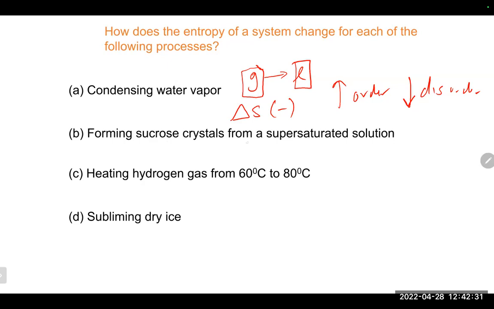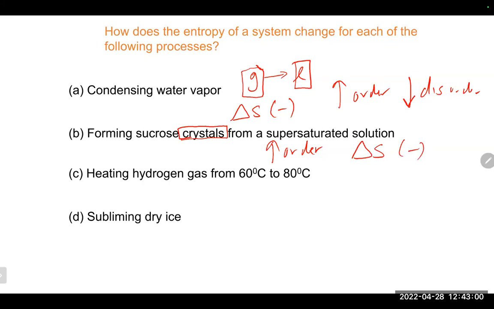Forming a sucrose crystal from a supersaturated solution. A crystal would be a solid type situation, and a crystal is usually a pretty perfect crystal. So that obviously is going to create a lot of order, and that also should mean that we would expect our delta S value to be less than 0, a negative value. Again, a crystal is basically a solid structure that comes together.